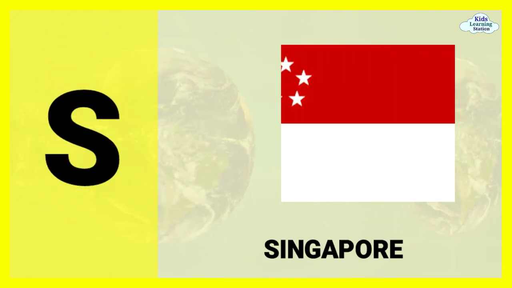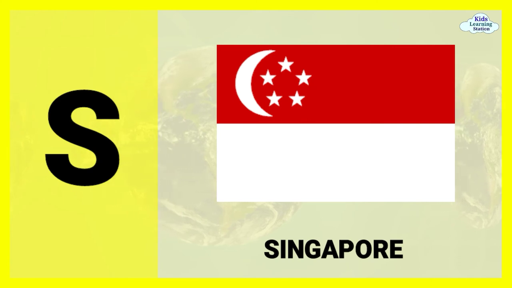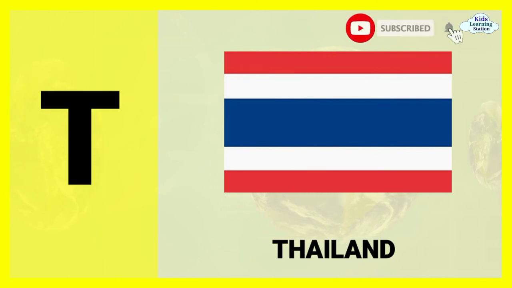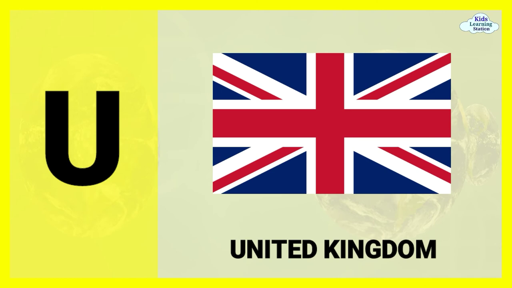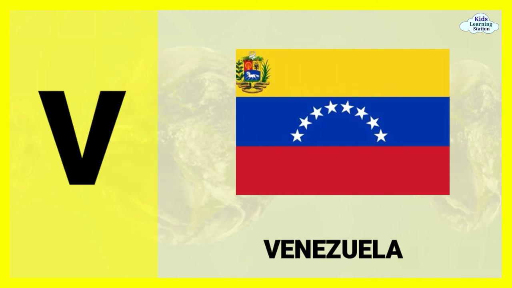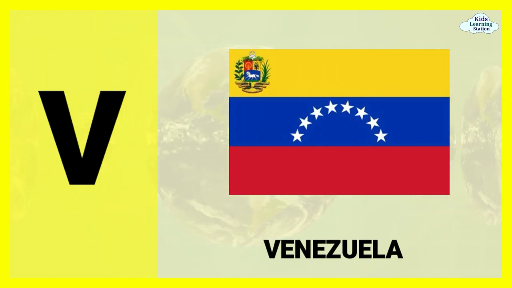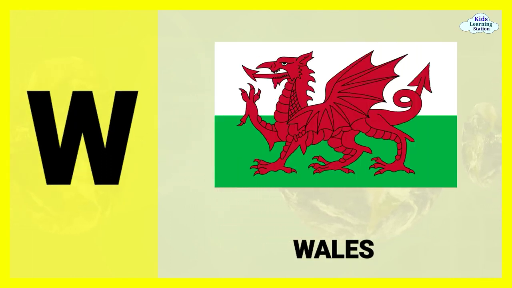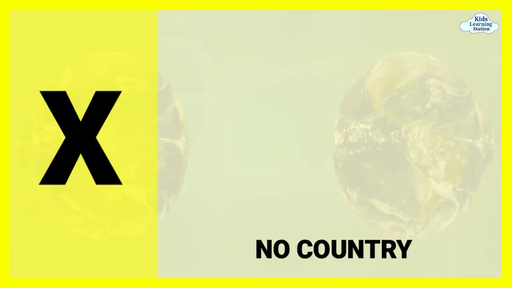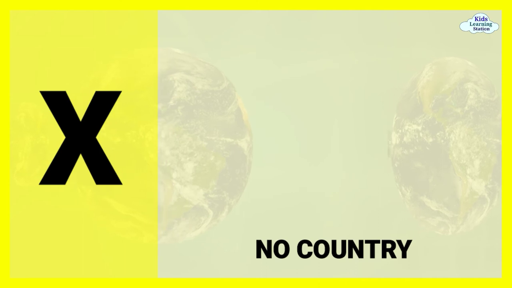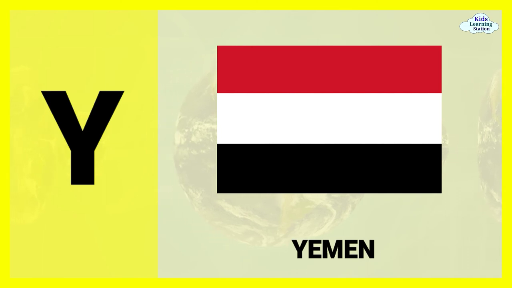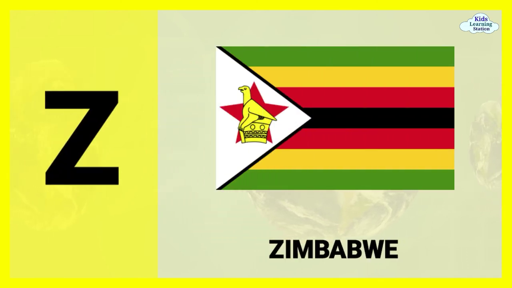S is for Singapore. T is for Thailand. U is for United Kingdom. V is for Venezuela. W is for Wales. X. There is no country beginning with the letter X. Y is for Yemen. Z is for Zimbabwe.